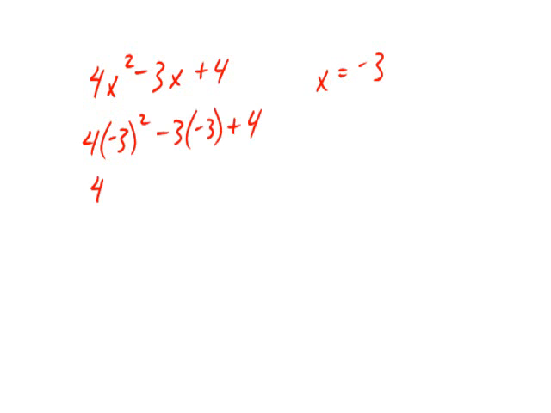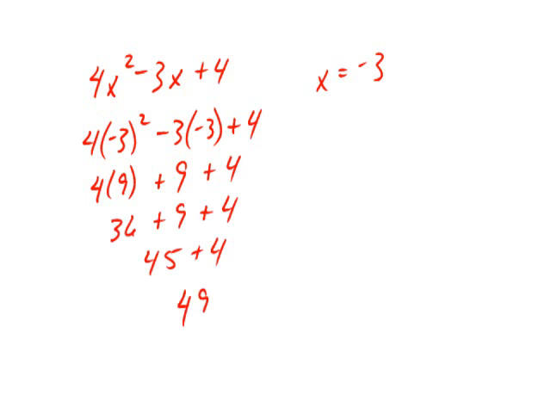If I simplify this, I have 4 times 9 plus 9 plus 4. If I continue simplifying, I end up with a value of 49.